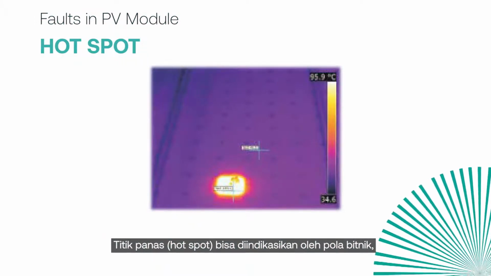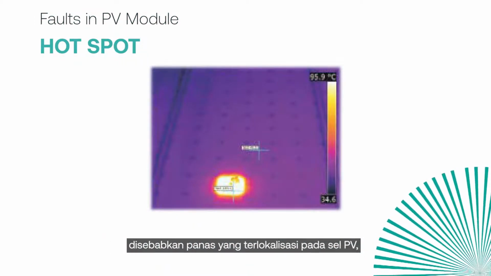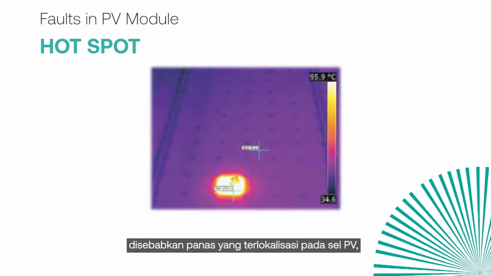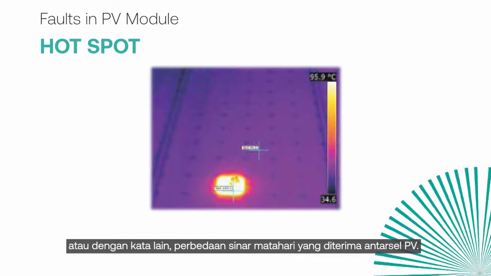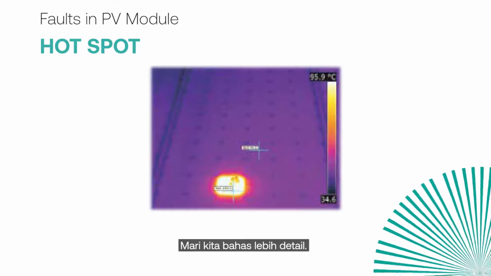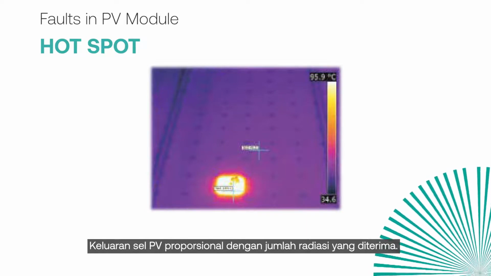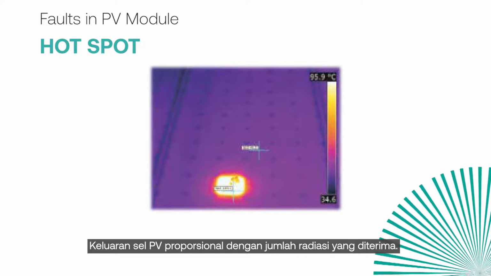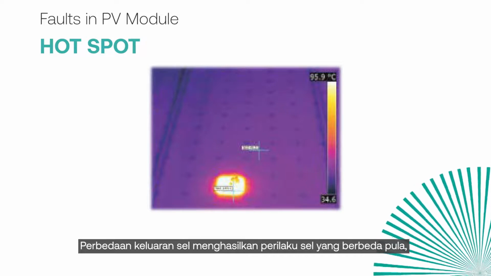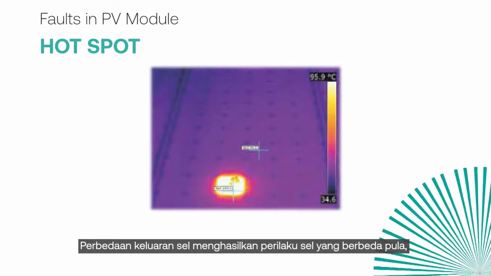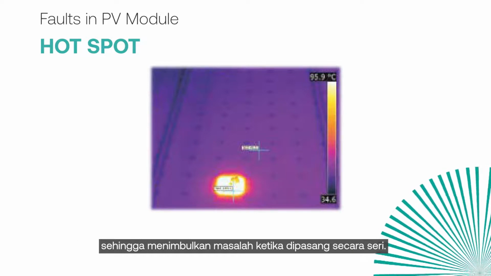Hotspot can be indicated by a visible spot that is caused by localized heat on PV cells, or in other words, a difference in sunlight received among PV cells. Let us go into detail. The output from a PV cell is proportional to the amount of radiation it receives. Different cells' outputs will result in cells behaving differently, which then creates problems when connected in series.